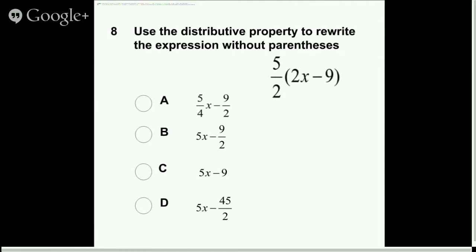All right, so you'll have 5x minus 45 halves, okay? Because you get 2 times 5 divided by 2. So that's 10 divided by 2, which is just 5. And then you get 5 times 9, which is 45. So negative 45 divided by 2. Answer is D.